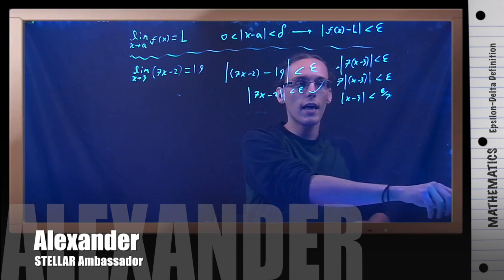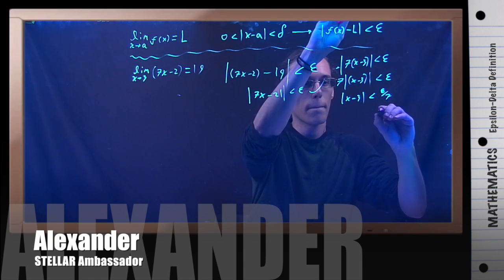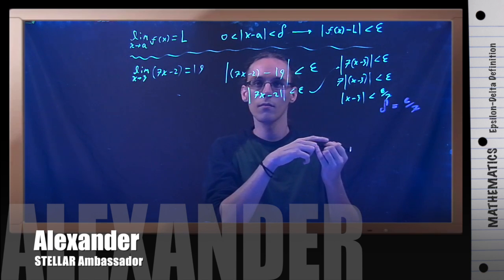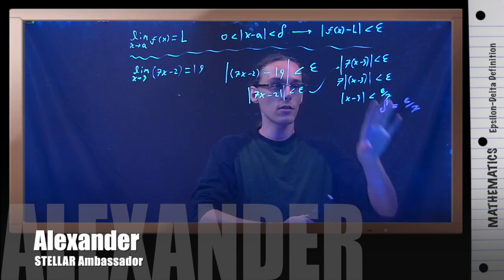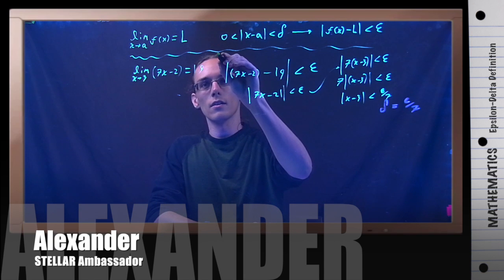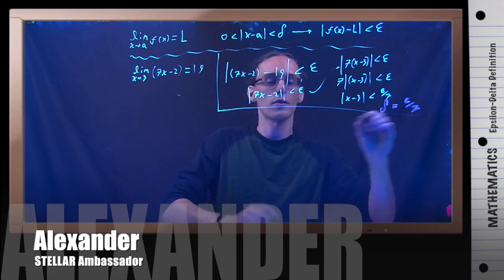Well, what if I just let delta equal epsilon over 7? Let's see what happens. So that's some background work. Now we're actually going to do the proof. So let me sequester this off so we can see how this works.